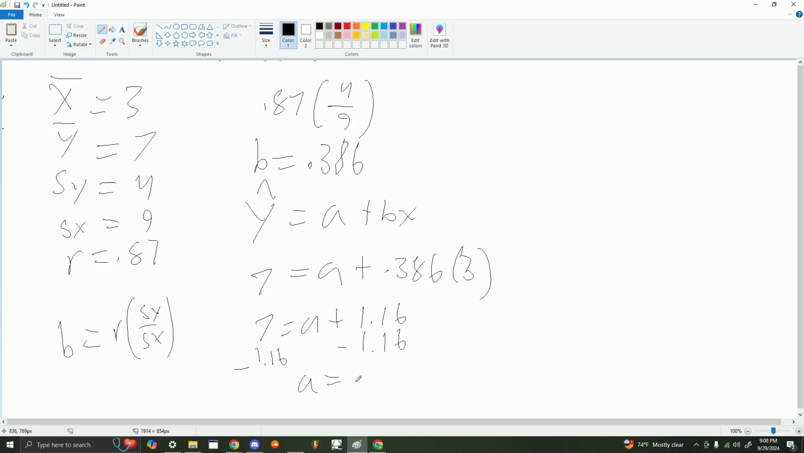And then you'll get a equals 7 minus 1.16, 5.84. So your equation is going to end up being y hat equals 5.84 plus 0.386x. That's how you do that. Don't forget your hats.